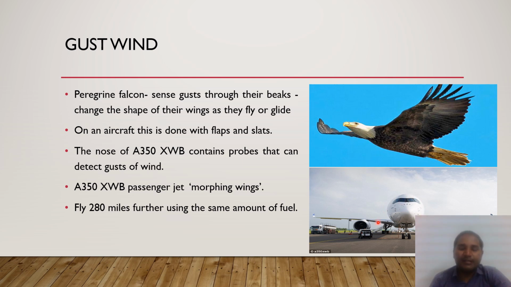Once the signals are sensed, they are passed through the electrical systems to the wings. These wings are made with a morphing structure capability. You know what morphing is? Morphing means the capability to convert and transform itself. Once the signal is received on the surface of the wing, the angle of attack and the structure of the wing get modified a little to make use of the current as much as possible. The gust wind is used effectively with the help of these morphing wings, and it helps the Airbus 350 XWB to fly 280 miles further using the same amount of fuel.